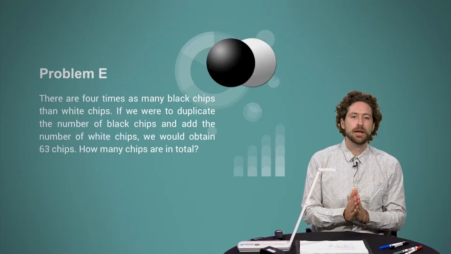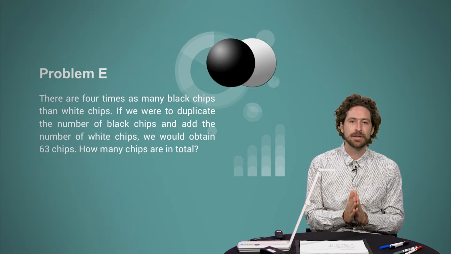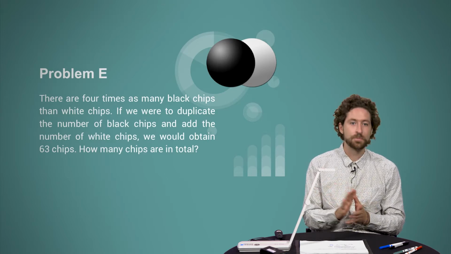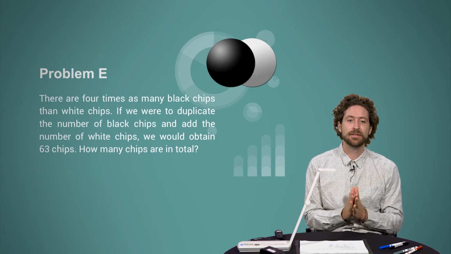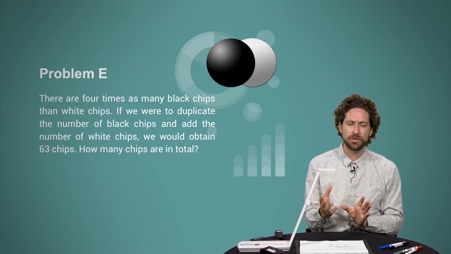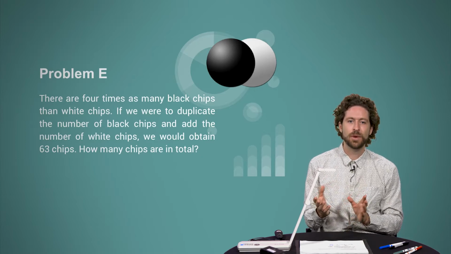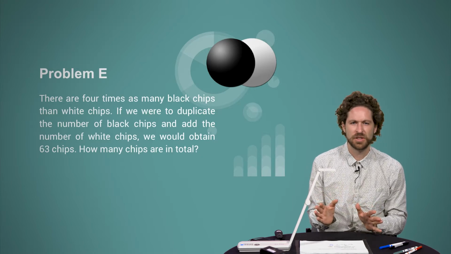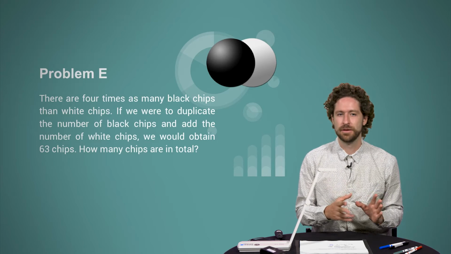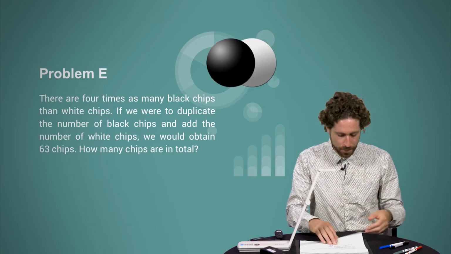Let's move on to the next problem, problem E. There are 4 times as many black chips as white chips, so it's a ratio of 4:1. If we were to duplicate the number of black chips and add the number of white chips, we would obtain 63 chips. How many chips are there in total? This problem is kind of complicated because there's a mental experiment going on.